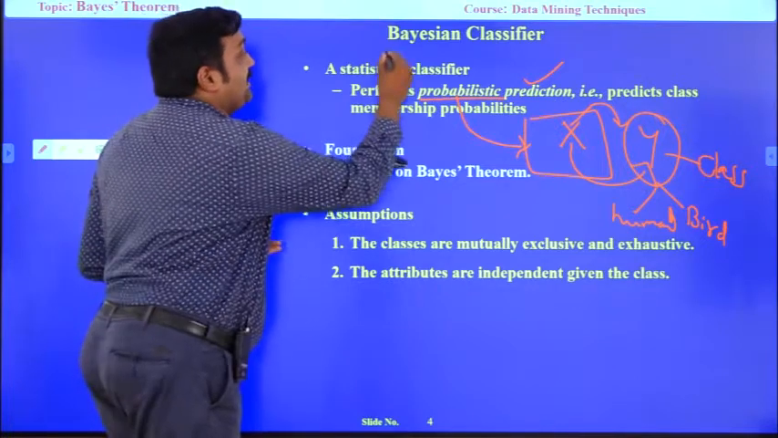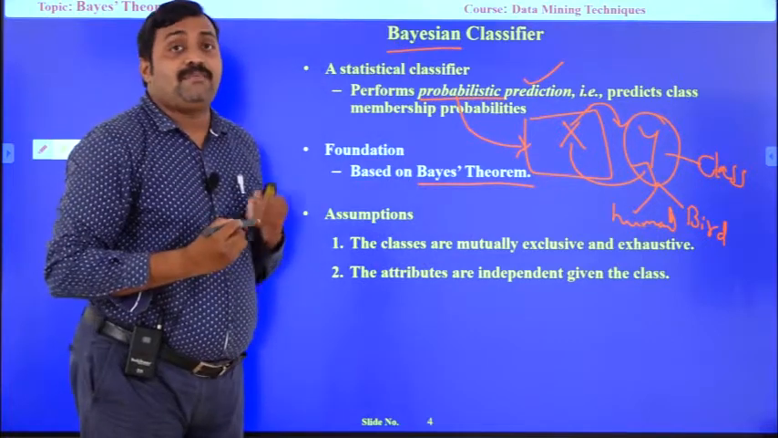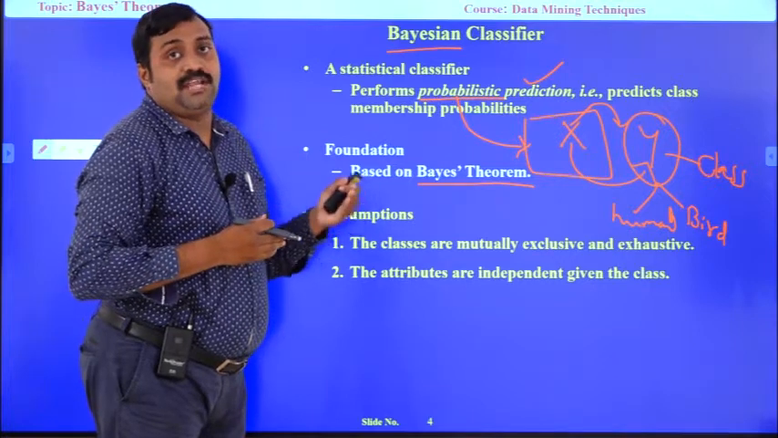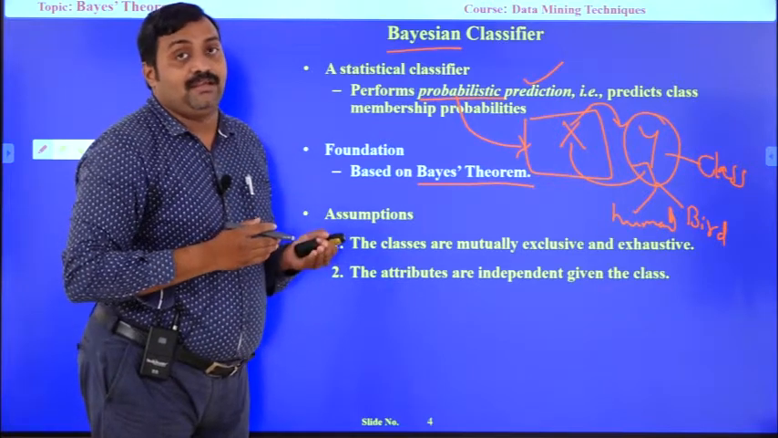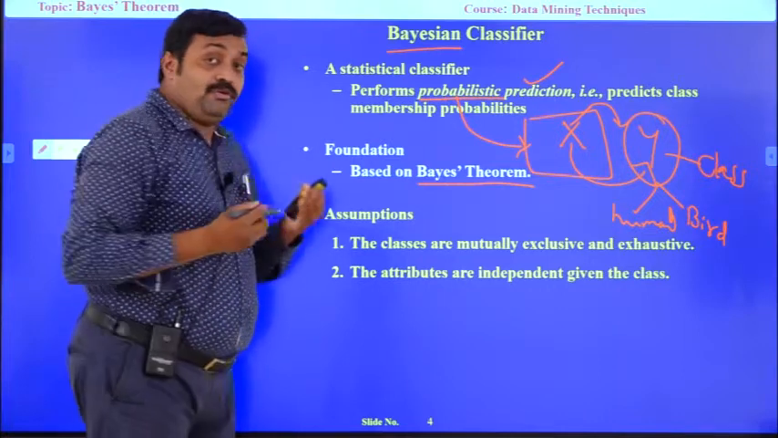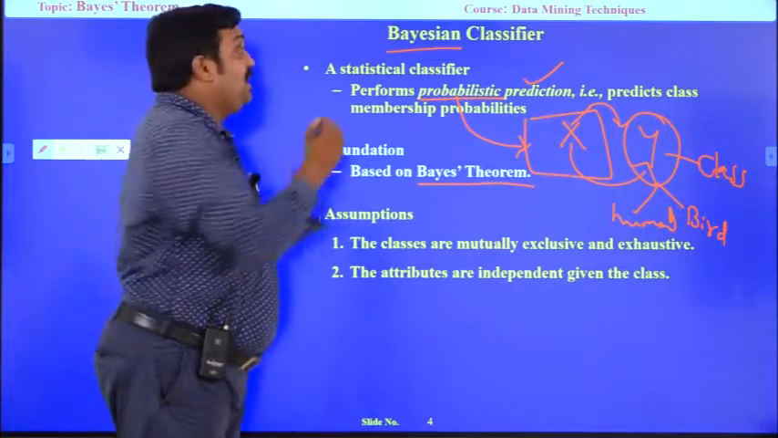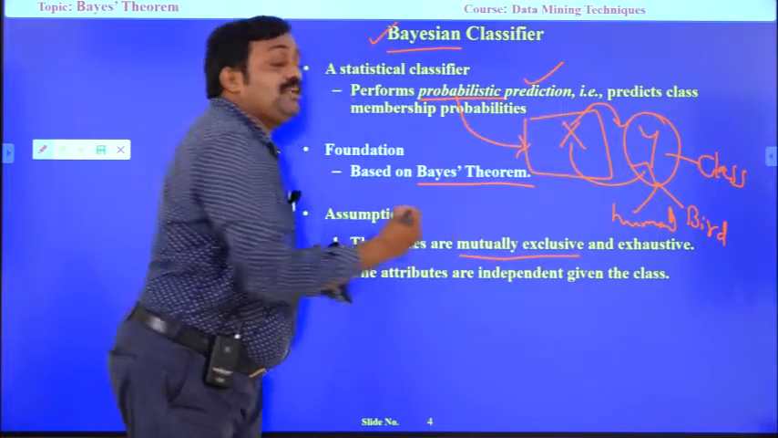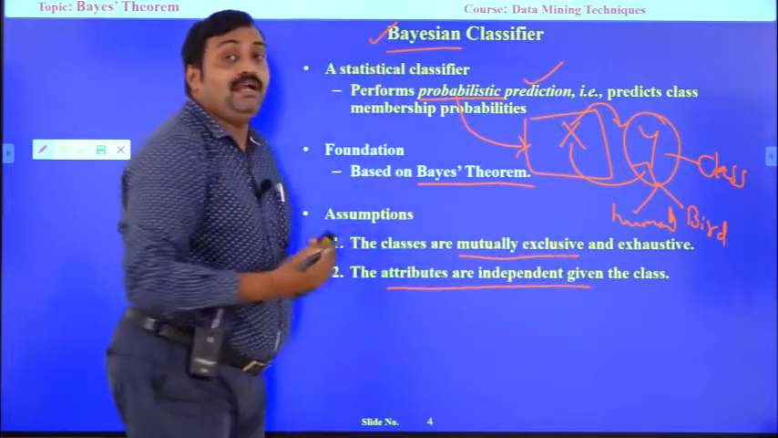Now, the Bayesian classifier is based on Bayes theorem. The famous scientist and statistician Thomas Bayes derived Bayes theorem, and based on it we can classify purely on probability. Before doing any experiment, when we apply the Bayesian classifier, the assumptions are that the events are mutually exclusive and the attributes are independent in the given class.